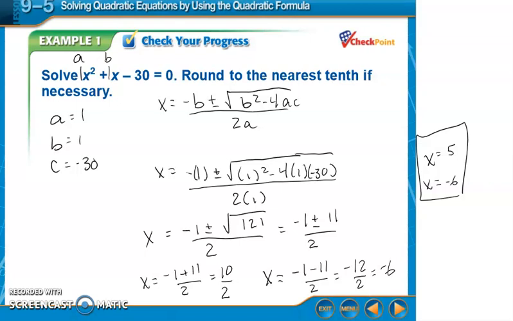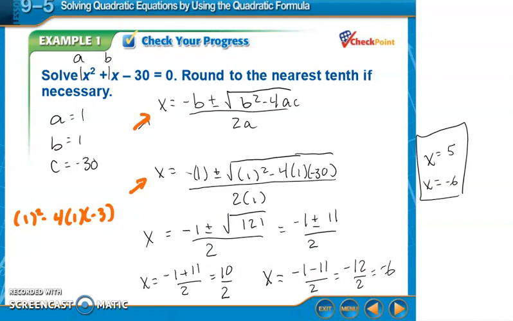So again, what you're doing is you're using this formula, and then with that formula, you're plugging in your numbers, substituting everything in. Then simplify everything under the square root sign. In your calculator, you can put in 1 squared minus 4 times 1 times negative 30 and have the calculator do it. Sometimes you can check your work. Of course, you don't always have a calculator, but you can always check your work that way for that discriminant underneath the square root sign.